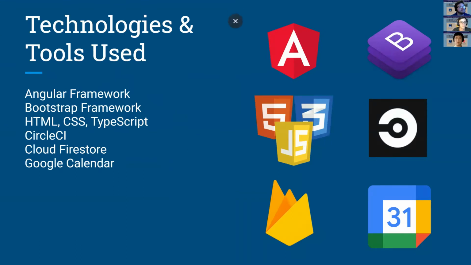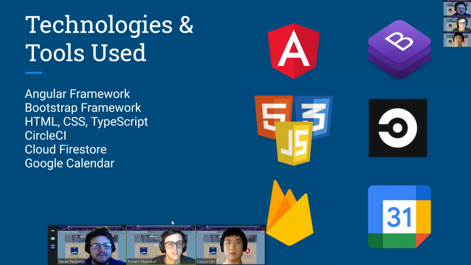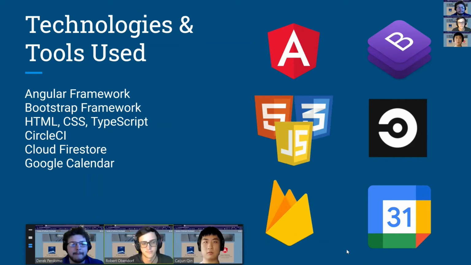So the technologies we decided to use: we started with the Angular framework, which uses HTML, CSS, and TypeScript. TypeScript is just a more modern JavaScript, they're very similar. So Angular took care of all of our routing, all of our pipes and components and everything that we need in the web app.